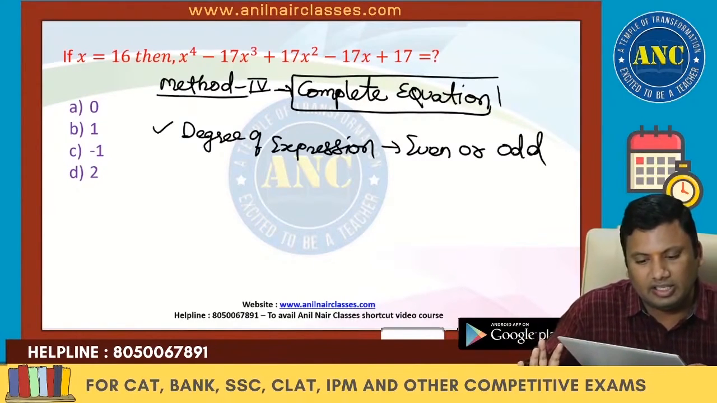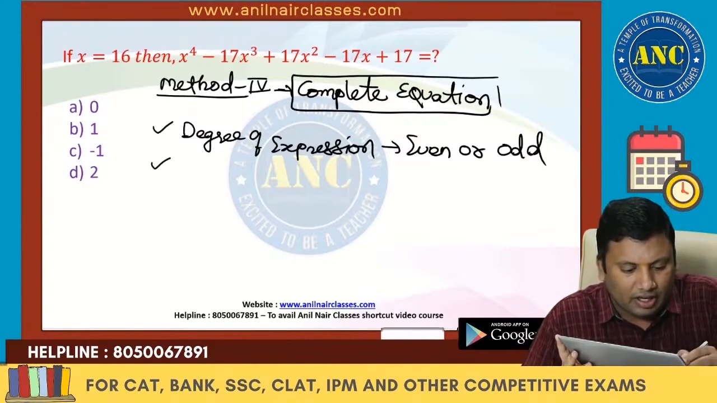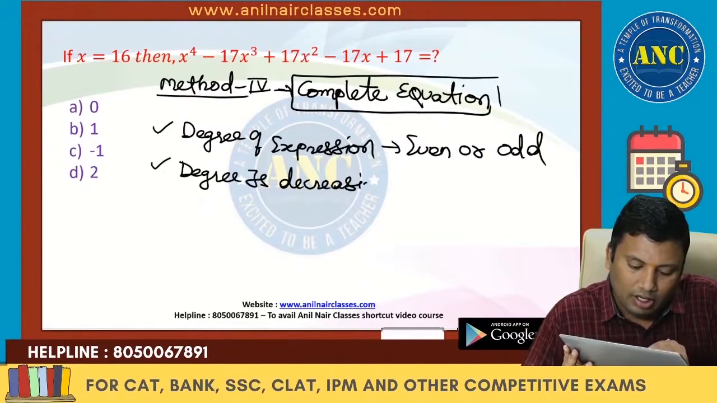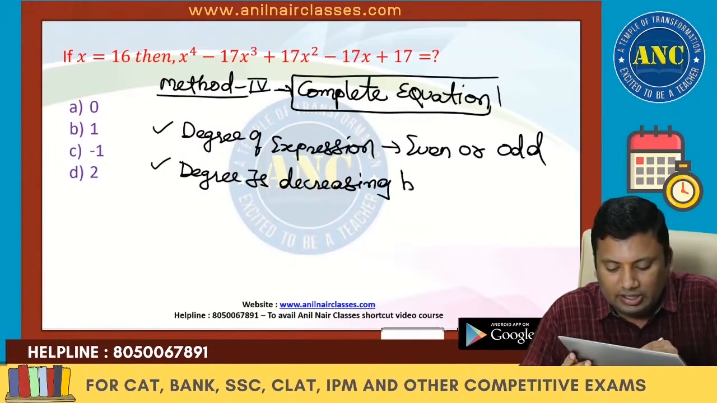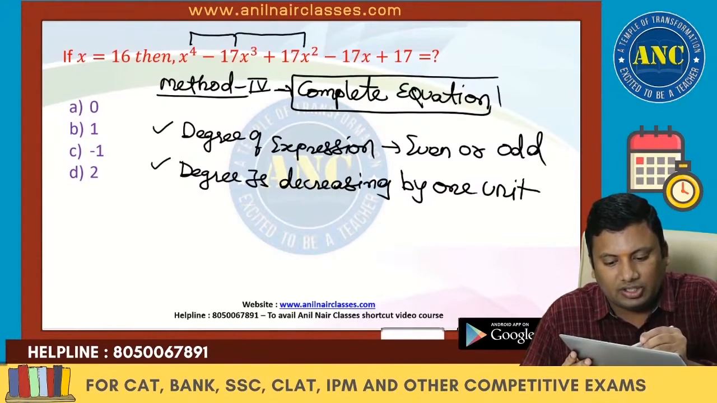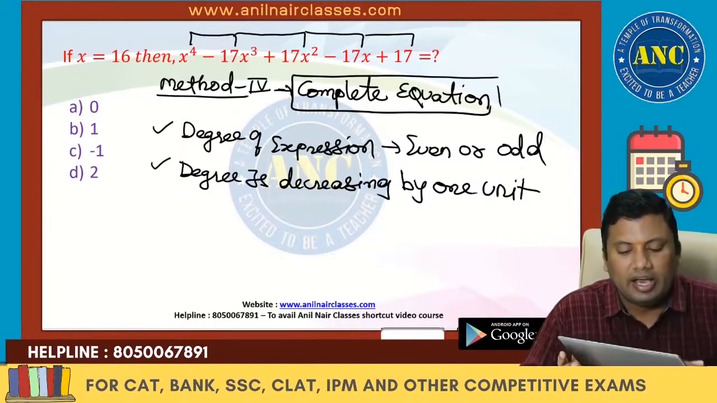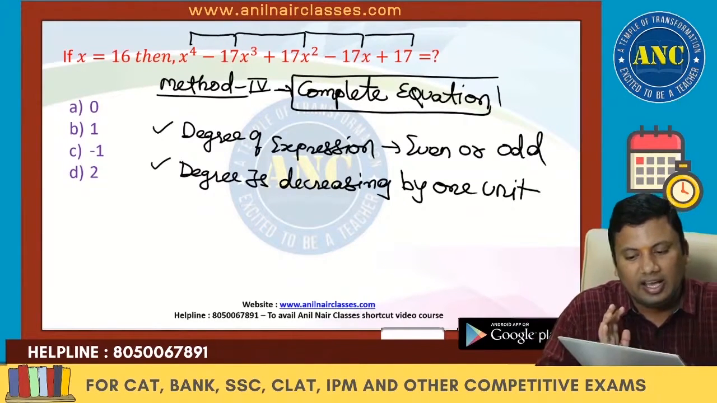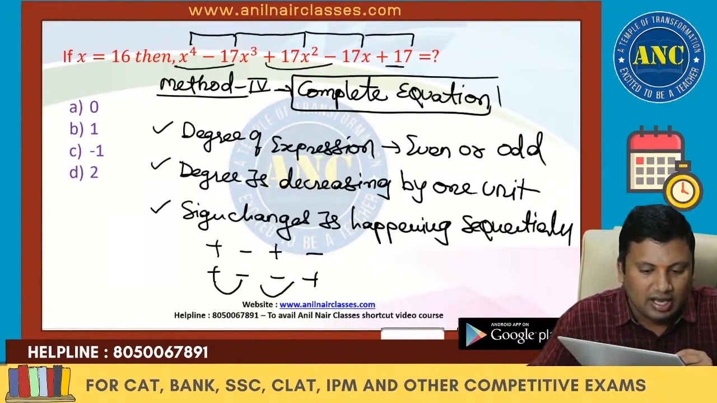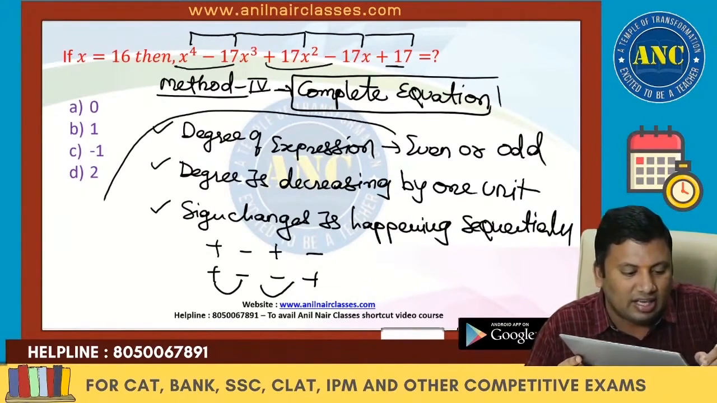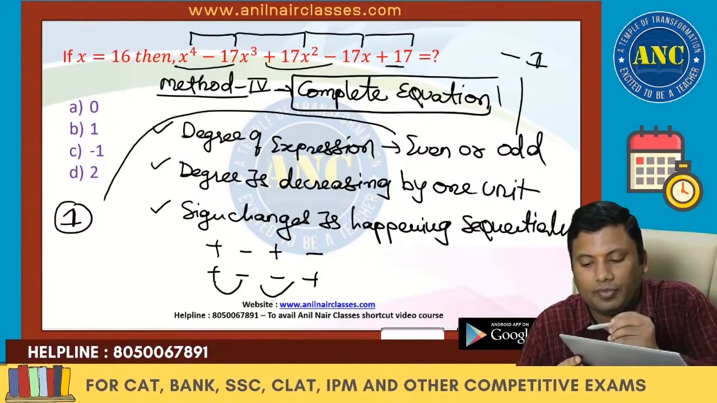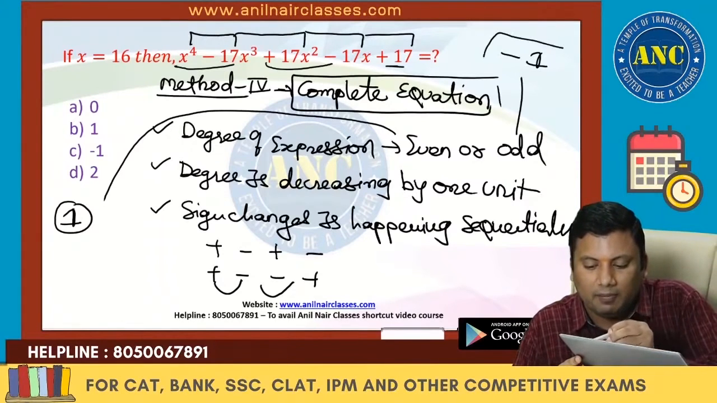In this case, it is an even number. Next, the degree is decreasing by 1 unit. X power 4 is becoming x cube, x square, x, and then x power 0. I hope it is clear. There is a plus and minus sign change happening. Now see here, if the degree is even, directly the answer is 1. If the degree is odd, directly the answer is minus 1.